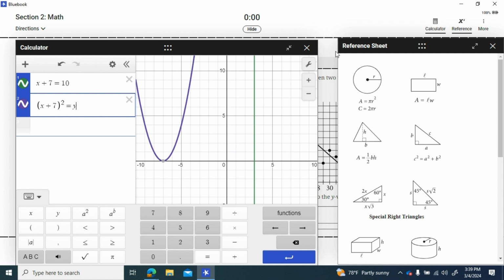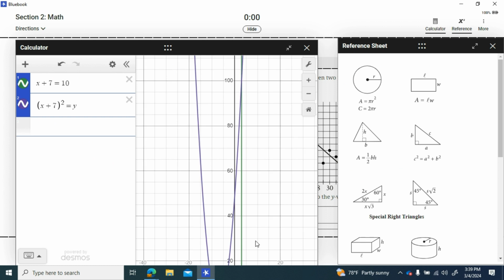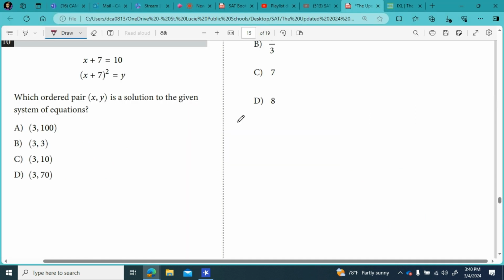And I can just zoom out and scroll. And I don't even have to click on exactly where they're touching. If I just click here on the graph, it automatically gives me the solution to my system of equations. My solution to my system of equations is just where the two functions are doing what? Where they touch or intersect. So our answer for question number 10 is answer choice A.